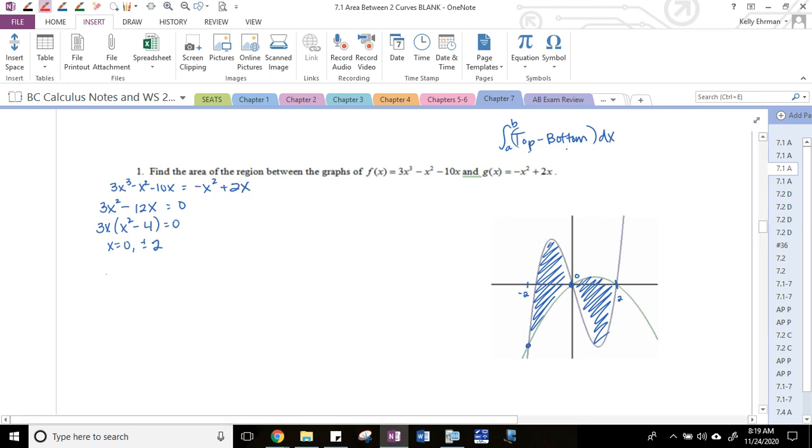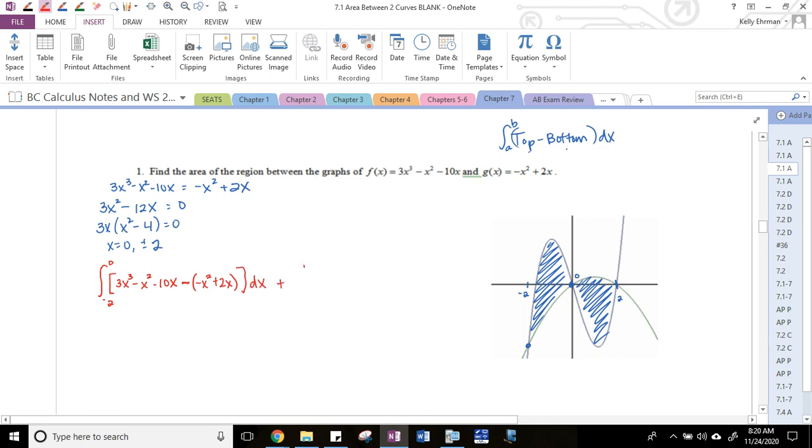So the area on the left is the integral from -2 to 0 of what? What's on the top, what's on the bottom? The top function you should be able to identify as the cubic. So that's 3x cubed minus x squared minus 10x minus, always subtract with parentheses so you don't forget to distribute a negative. So minus the bottom function, which is the parabola. So minus negative x squared plus 2x. All of that gets a dx.